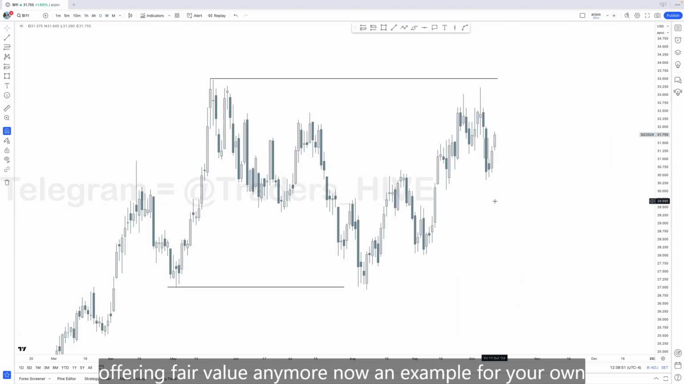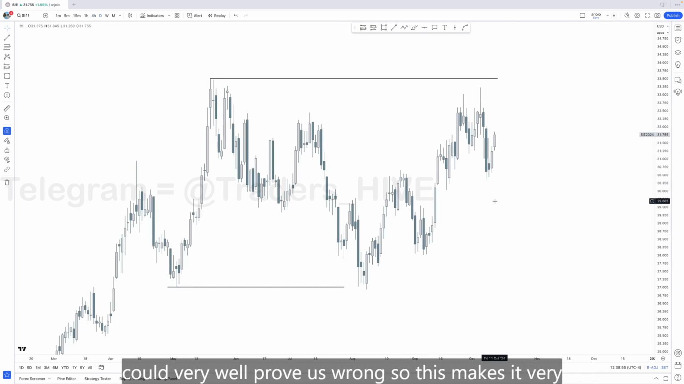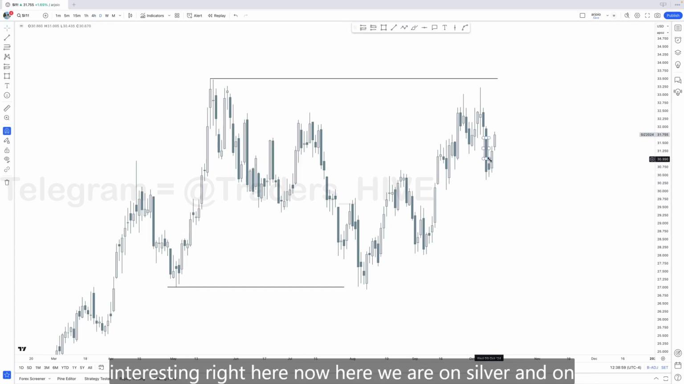Now, an example for your own study as well, because this has not played out yet and it could very well prove us wrong. So this makes it very interesting right here. Now, here we are on silver.